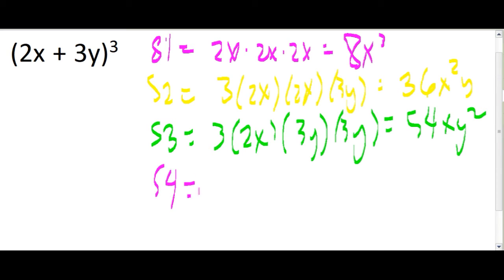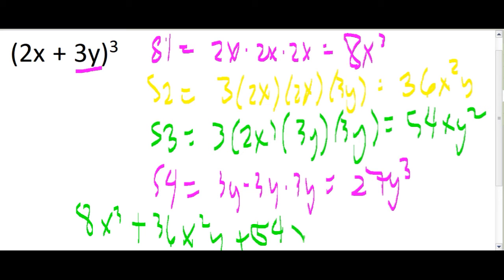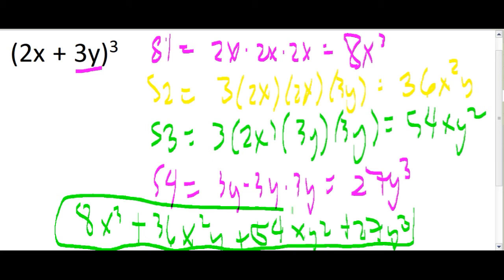Step number 4. We're going to get the cube of the second term. So, 3y times 3y times 3y. That is 3 times 3 is 9. 9 times 3 is 27. y cubed. Pag sinasama-sama lahat, ang sagot ay 8x cubed plus 36x squared y plus 54xy squared plus 27y cubed. Ayan. That is my answer. That is the answer for this step.